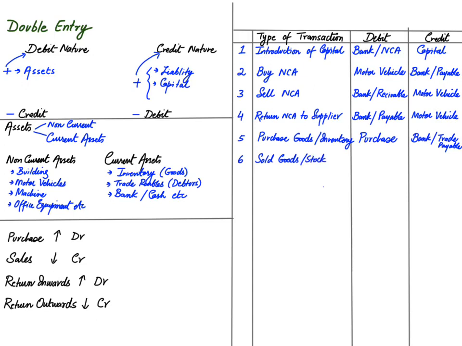Sold goods or stock to customer. Whenever we are selling goods to customer, we'll be crediting the sales account. Why are we crediting the sales account? Because an asset, that is stock, is going down. And if we are selling goods, maybe we are getting money in the form of cash or bank. If we are getting money in the form of cash, we'll be debiting the cash account, and if we are getting a check from the customer, we'll be debiting the bank account.